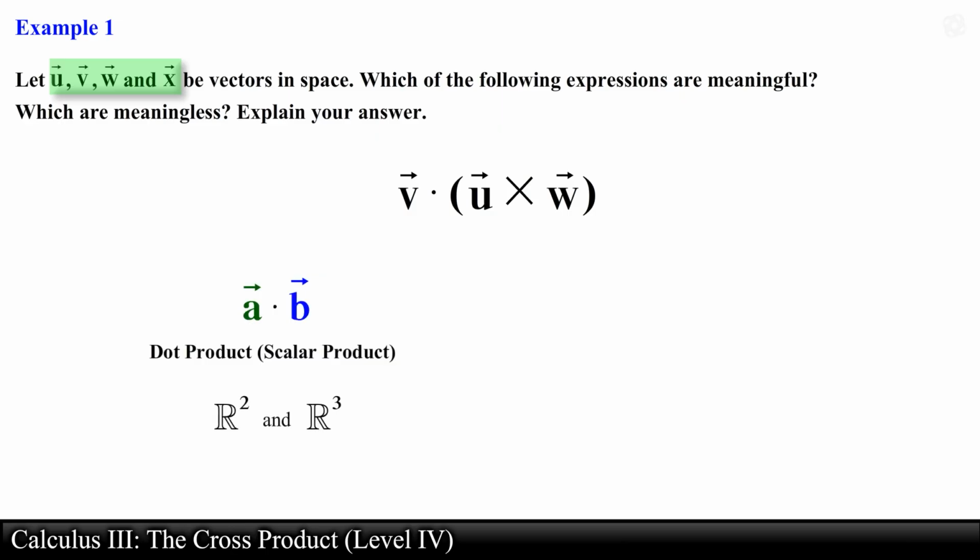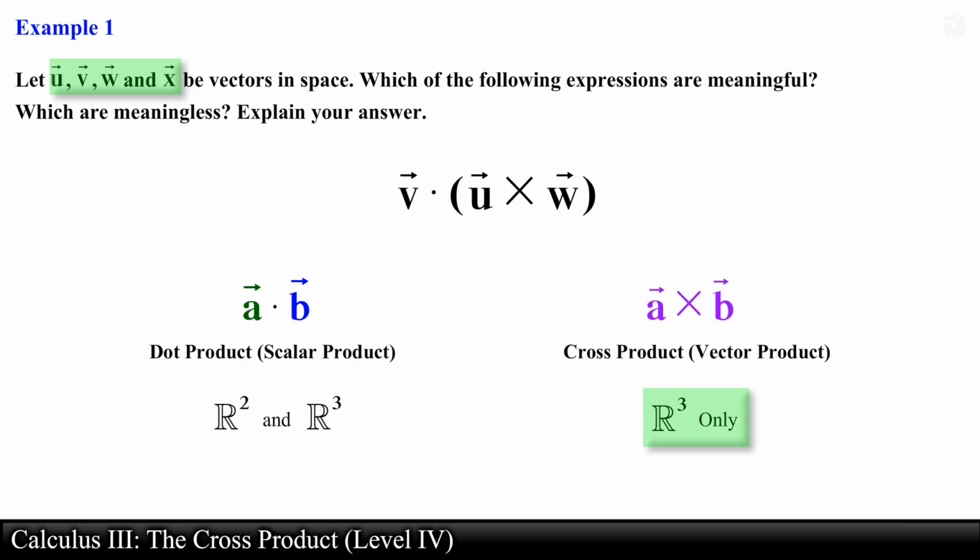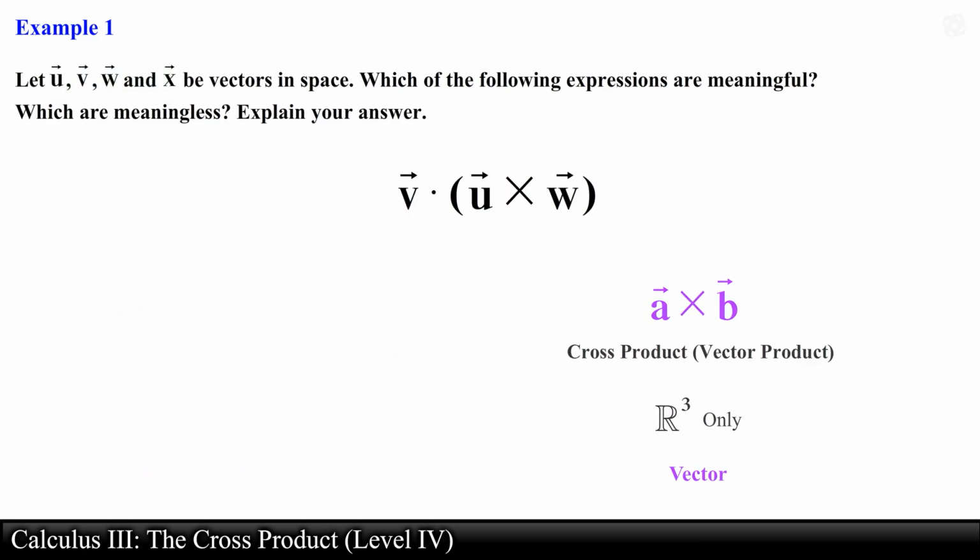Recall that the dot product is defined for vectors in R² and R³, while the cross product is defined for vectors in R³ only. Also, keep in mind that the dot product produces a scalar, and the cross product produces a vector. Let's use these facts and determine if the given expression is meaningful.